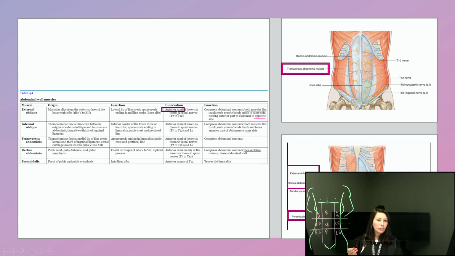And the innervation for most of these muscles in general is going to be the anterior rami of the thoracic spinal nerves. Typically, they go from T7 to T12, and it just depends on the level, right?